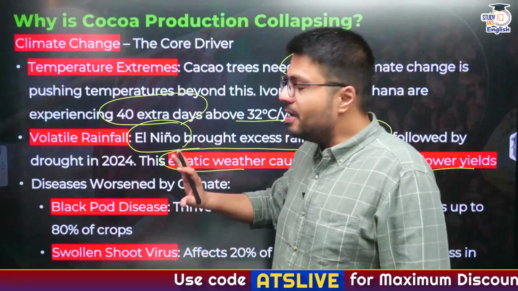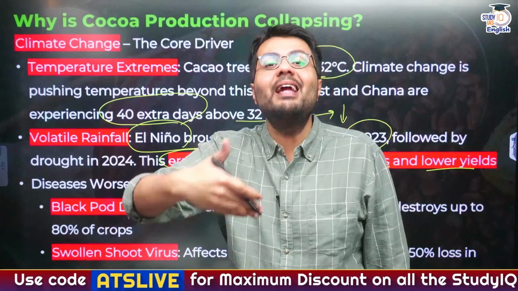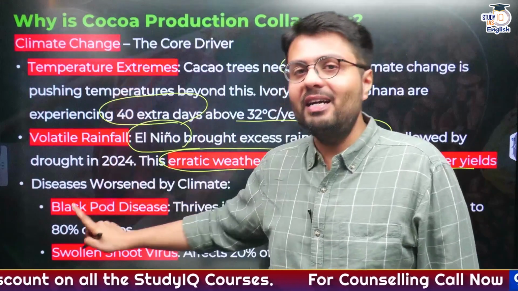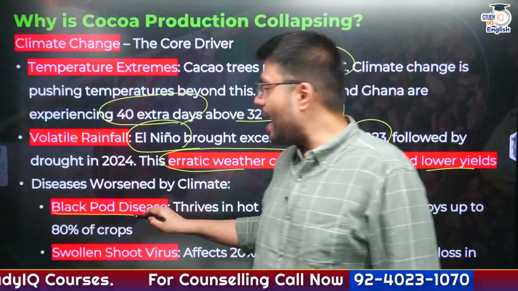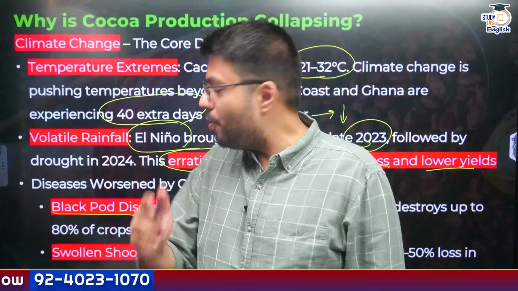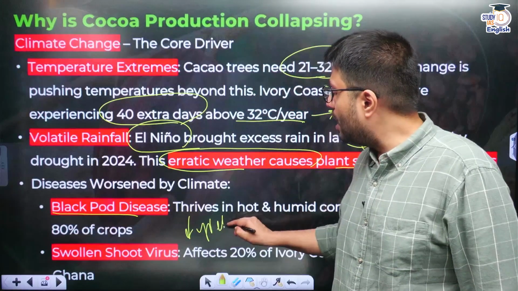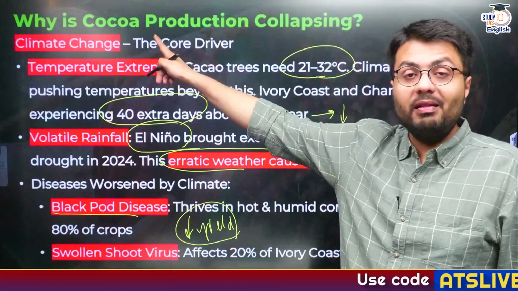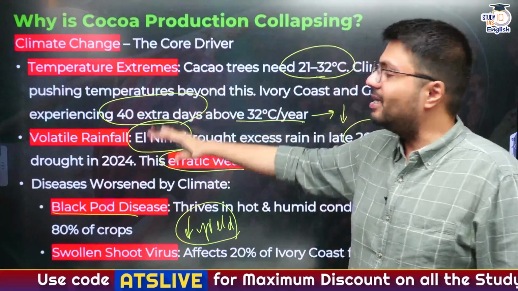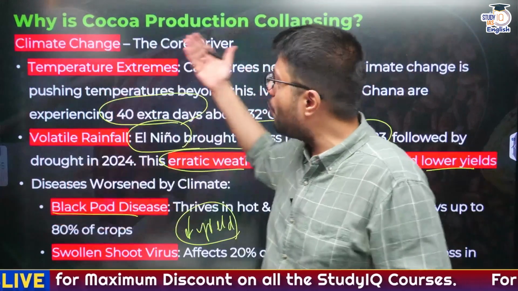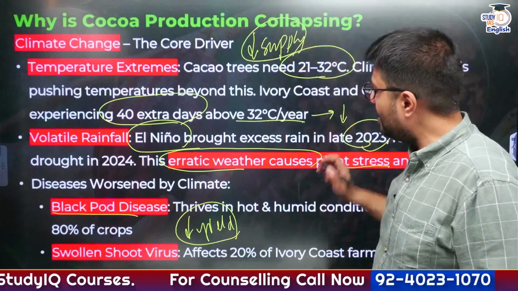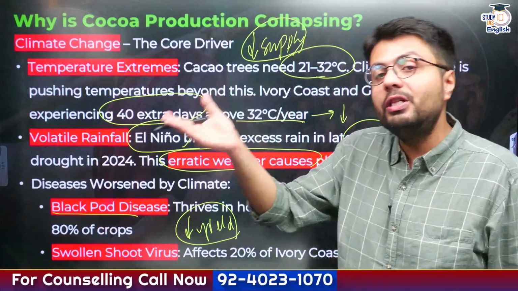Similarly, whenever the temperatures of a region gradually rise, it also increases the probability of pest infestations of the crop, and exactly this has happened with cocoa. For example, black pod disease as well as swollen shoot virus have both affected the plantations of cocoa, pushing the yields further down. So this is the primary factor, that is climate change. It is leading to extreme temperatures, erratic rainfall, and more infestations of pests, which has overall contributed to less supply of cocoa in the open market. And this has led to what? This has led to upward pressure on the prices of cocoa.